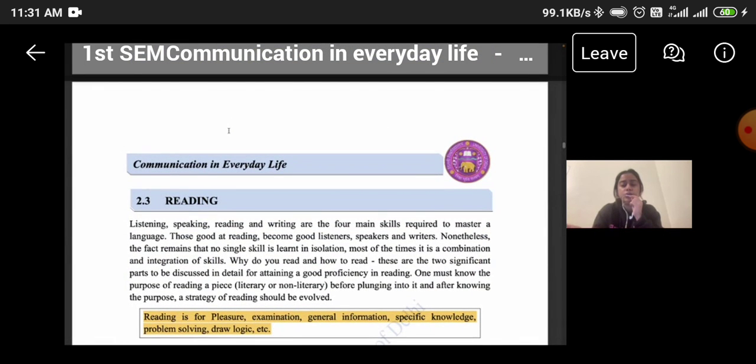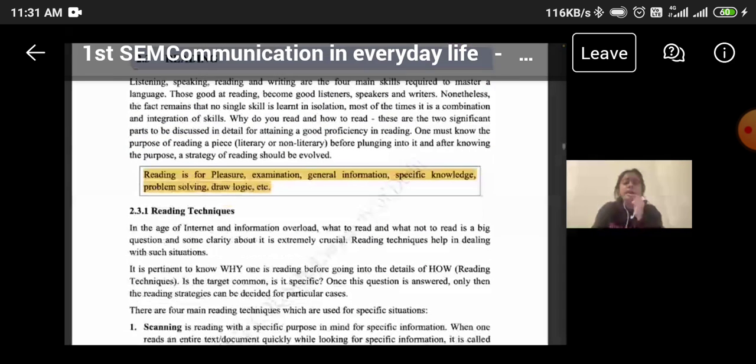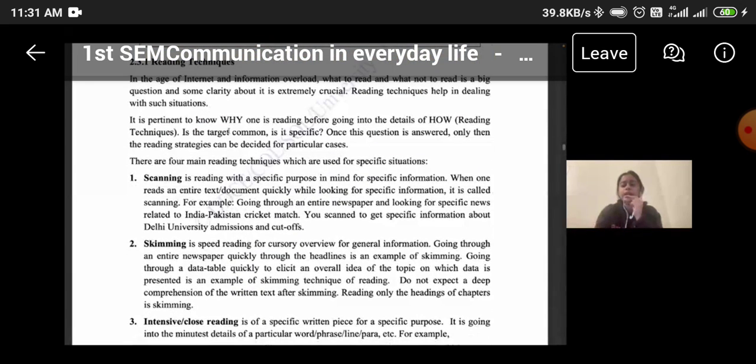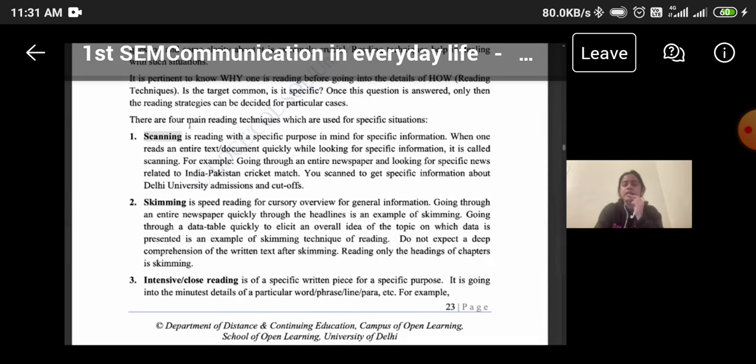So, what is this meaning that is being hinted towards? And also, when we are talking about meaning and a hawk-eye view for details, what techniques do we refer to in order to understand these details? While reading is not merely pleasure, also pleasure, it is also simultaneously examination of general information, of specific knowledge, problem solving, drawing logic. So, coming to the techniques of reading, the first technique of reading that we have is scanning.